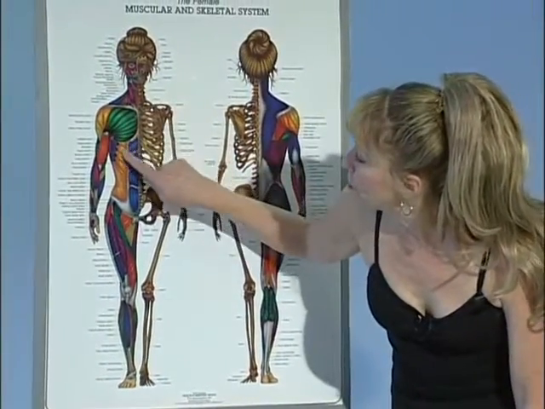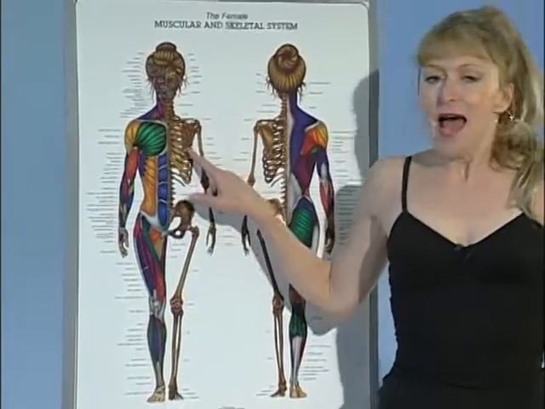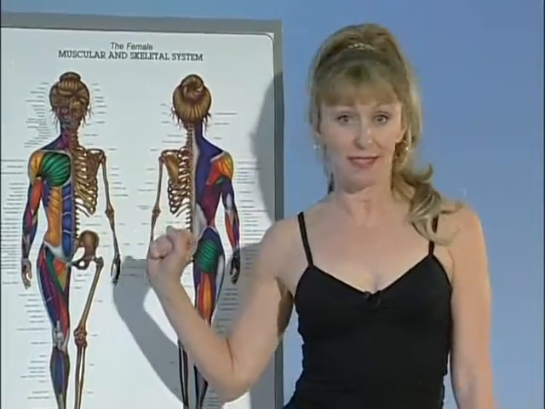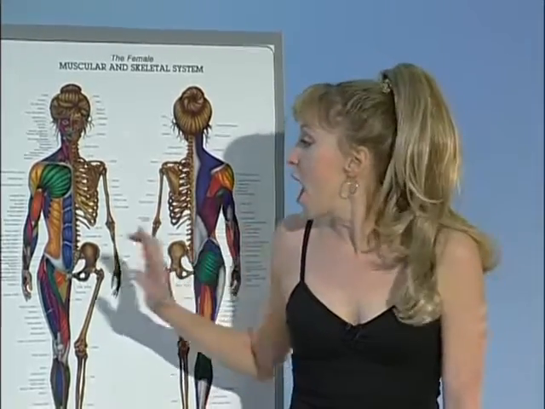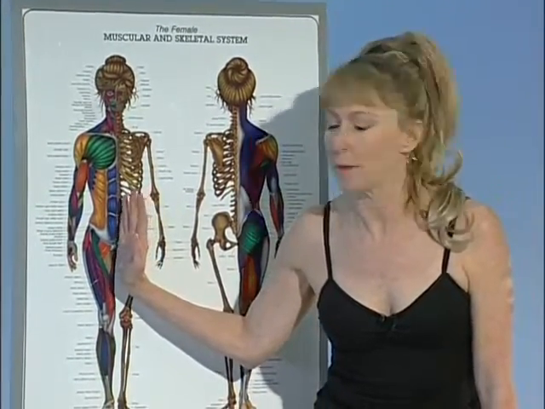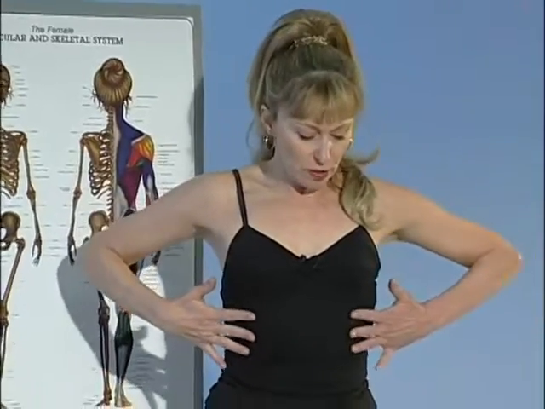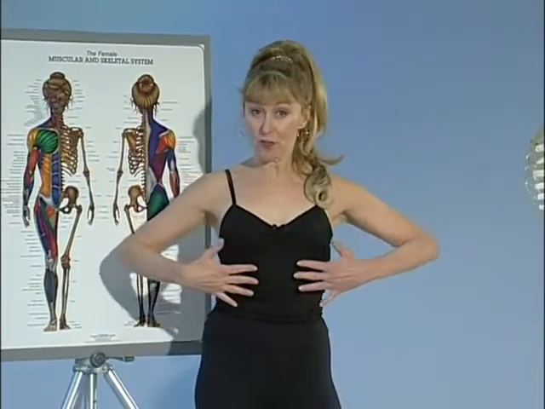Coming down the front of the body, we're going to talk about abdominals. Abdominals are so interesting and so important to us as dancers. There are actually 4 layers of abdominals. On this chart, we're not going to see all those layers, so let me tell you about them. The very most inside layer of the abdominals has fibers that cross like this. They're on the transverse plane.